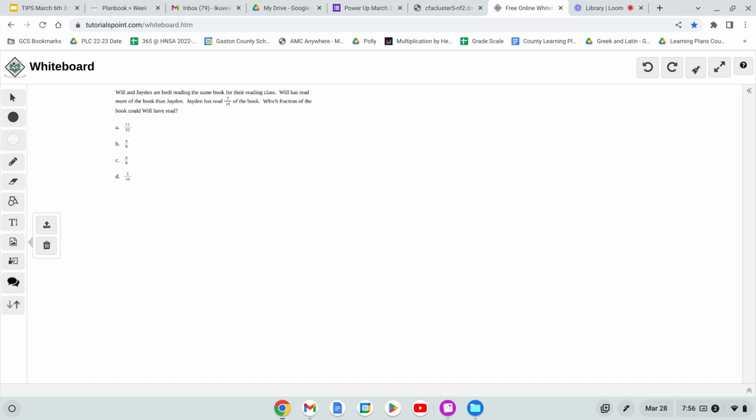All right, so the first thing I'm going to do is come over here and write out 7/14 so I remember the number that I'm working with. And now that I know that I'm comparing fractions, I'm going to start looking at my answers. So answer A is 11/22, B is 4/8, C is 6/8, and D is 2/10.